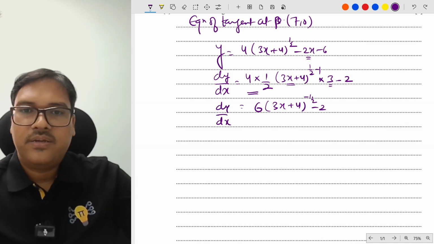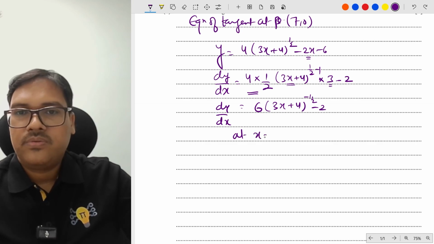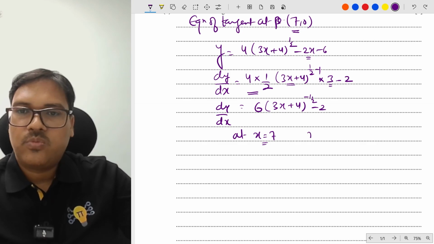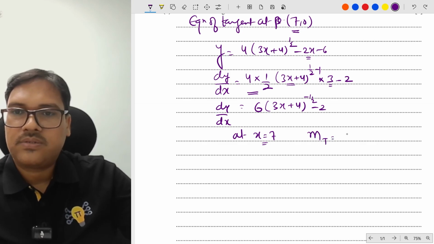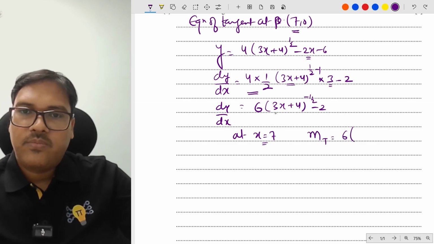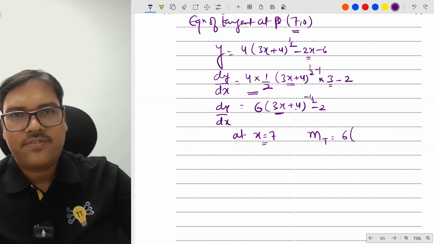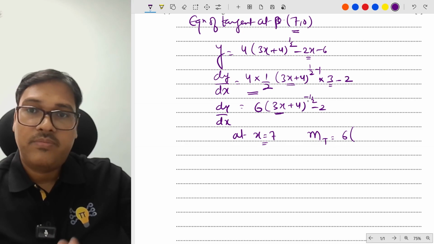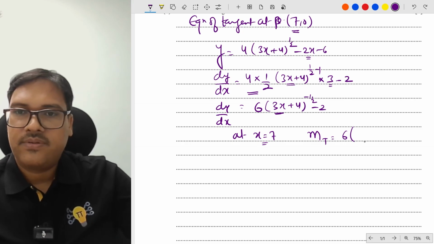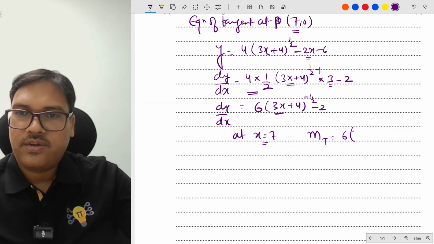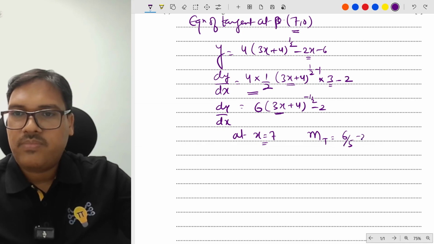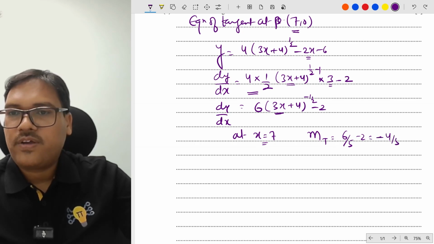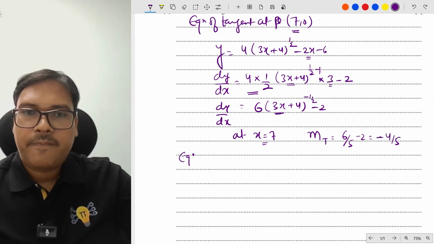At which point do you have to find it? At x equal to 7, right? Because the point is (7, 0). So what is the slope of tangent? This is 6 over, this will become what? 21 plus 4, 25. 25 square root will become 5, right? So this will be 1 by 5, because this is negative. So if I put this, this is 1 by 5 into 6 minus 2. So this will be 6 minus 10. This is minus 4 by 5. So what is the equation of tangent?